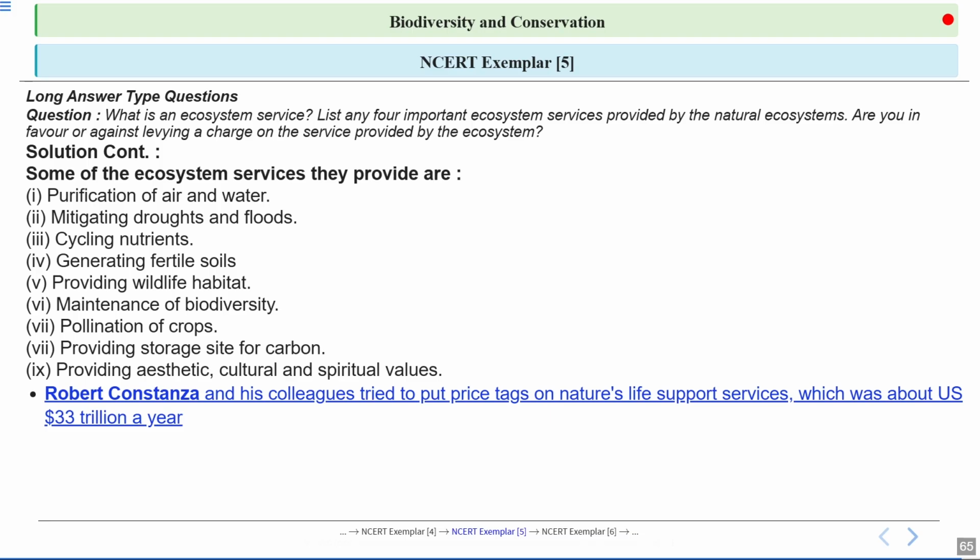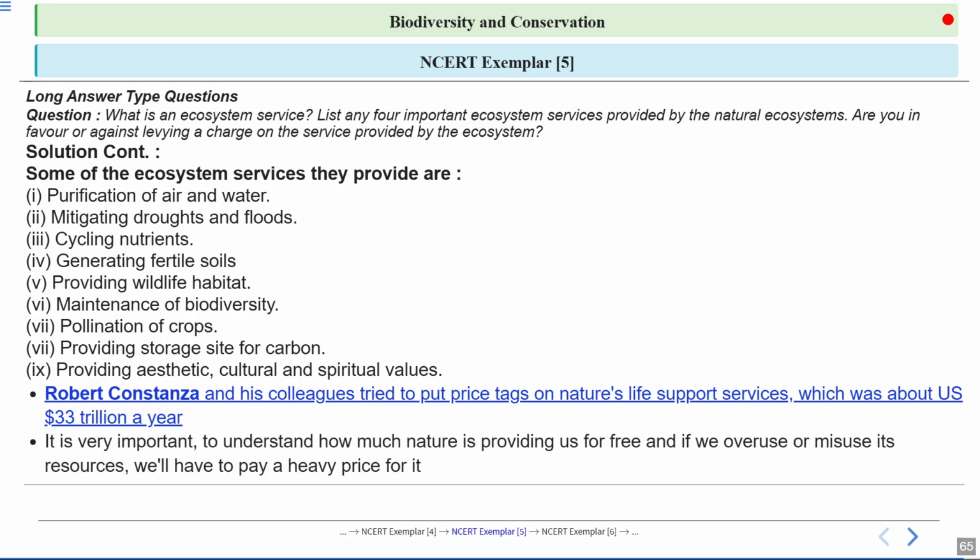Now Robert Costanza and his colleagues tried to put a price tag on nature's life support services, which was about US $33 trillion a year. Okay, so if we calculate the cost of these services, it will come out to be US dollar 33 trillion a year. So it is very important to understand how much nature is providing for us for free, and if we overuse or misuse the resources, we will pay a heavy price for it. And yes, we are not in favor of levying a charge on the service provided by the ecosystem.